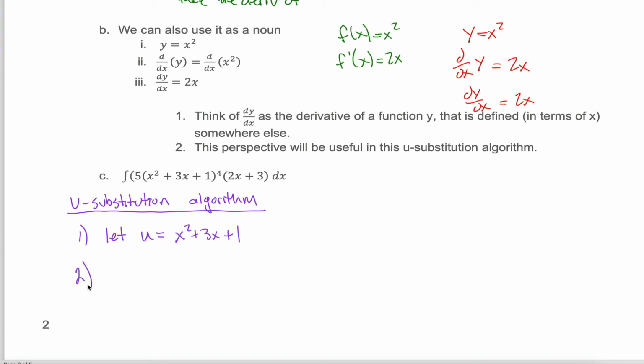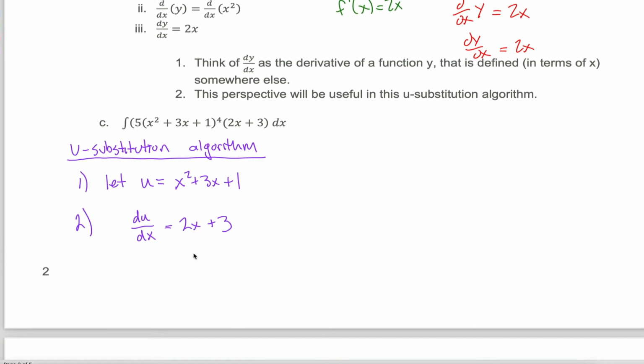The first step is determining what U should be equal to. The second step is taking the derivative of U. However, we're not going to write it as like U prime. We're going to use this new notation. So if U equals x squared plus 3x plus 1, then du divided by dx, the derivative of U, where x is the variable, would be equal to 2x plus 3. First step, determine U. Second step, take the derivative of U and write it as du over dx equals 2x plus 3. The third step is a really strange one.